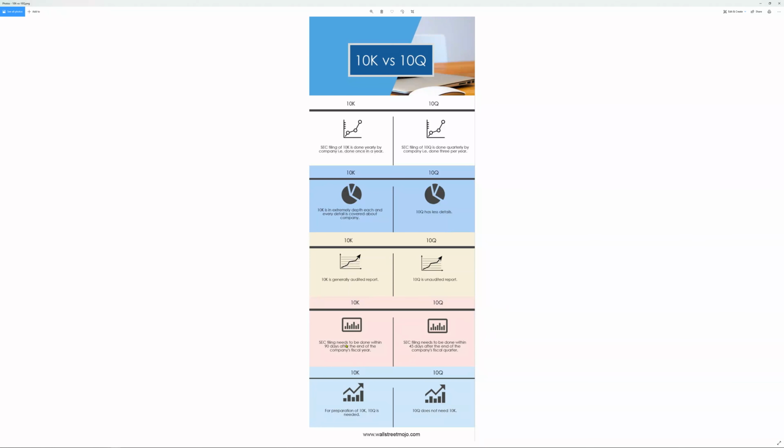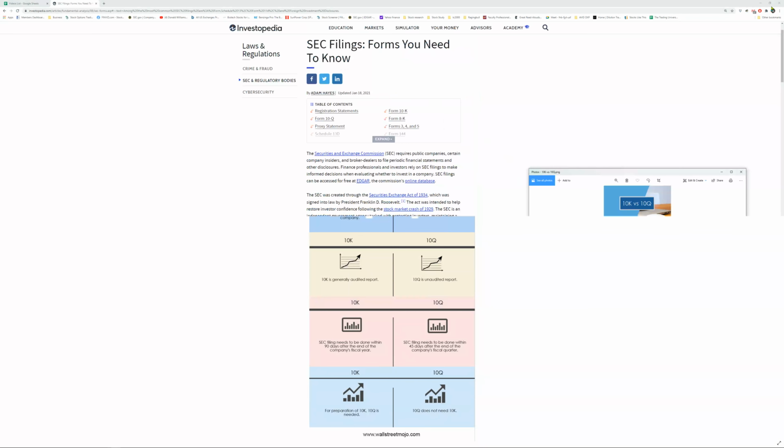The 10-K needs to be filed within 90 days after the end of the company's fiscal year. The 10-Q needs to be filed within 45 days after the end of the company's fiscal quarter. So Q is 45, K is 90. Just remember, Q is for quarterly, K is for yearly. So for preparation of the 10-K, the 10-Q is needed, right? So those are some differences there on the 10-K.